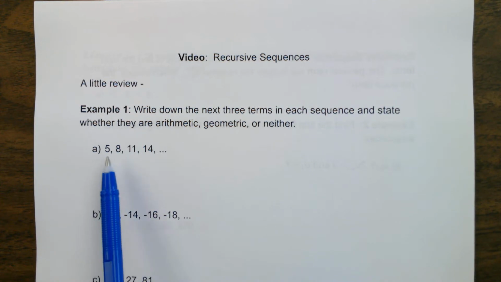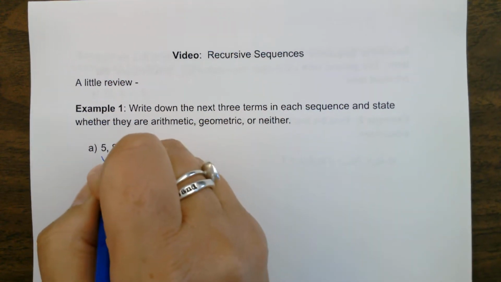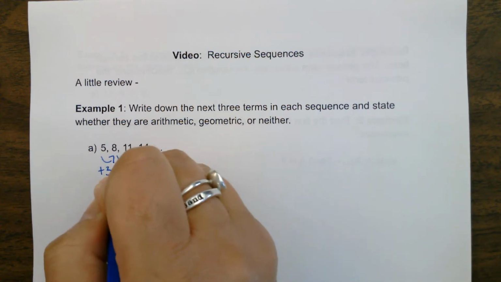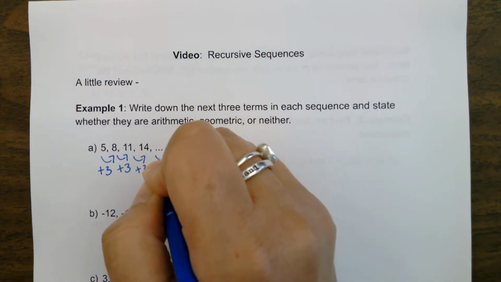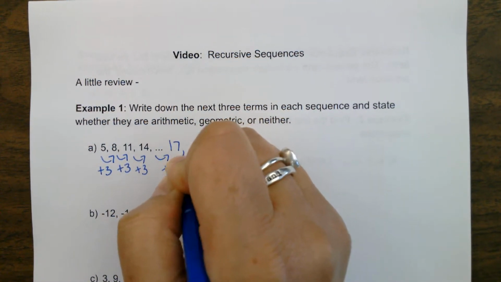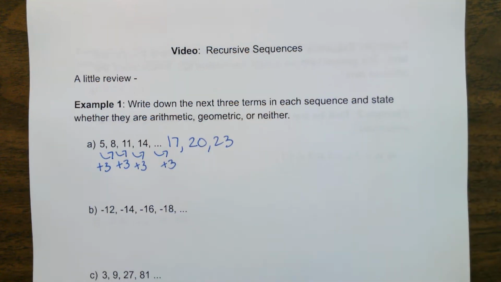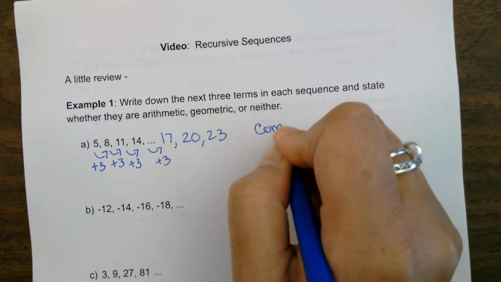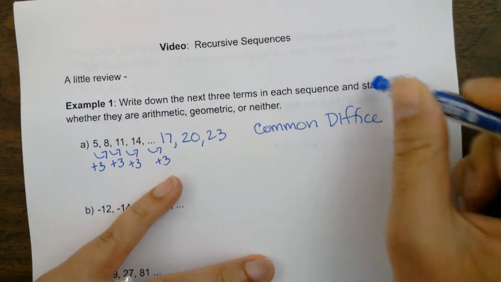Part A goes 5, 8, 11, and 14. So I'm thinking this is going to be adding by a common number, and I'm going to try out 3. So let's see, 5 plus 3 is 8. Let's see if it works. Plus 3 is 11, plus 3 is 14. If I kept going with plus 3, I would get to 17, 20, and 23. So those are the next 3 numbers. I found that we do have a common difference, and our common difference is going to be 3.